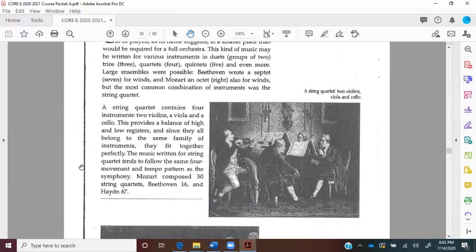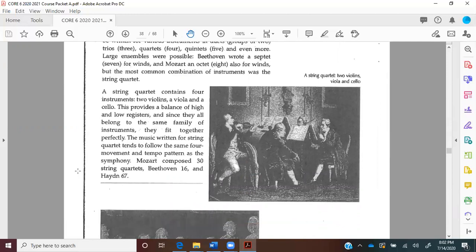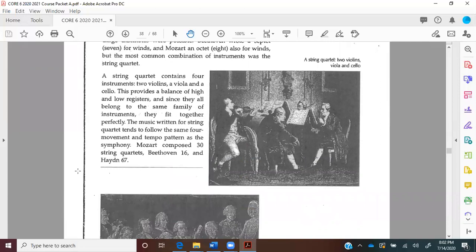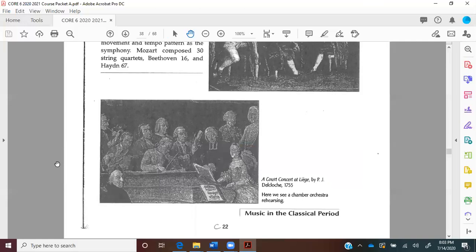A string quartet contains 4 instruments, 2 violins, a viola, and a cello. This provides a balance of high and low registers, and since they all belong to the same family of instruments, they fit together perfectly. The music written for string quartets tends to follow the same four-movement and tempo pattern as the symphony. Mozart composed 30 string quartets, Beethoven 16, and Haydn 67. That's a lot. That's why he's called the grandfather of the symphony. That's a lot of symphonies, people.